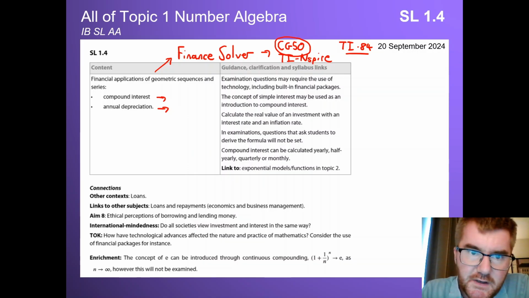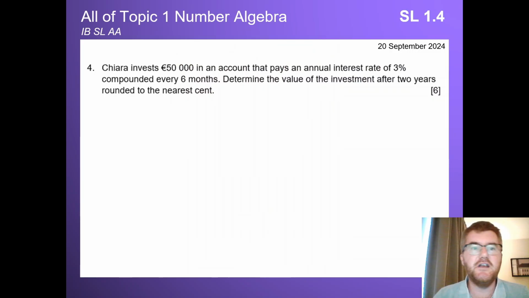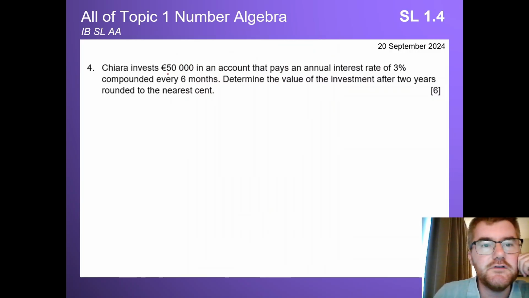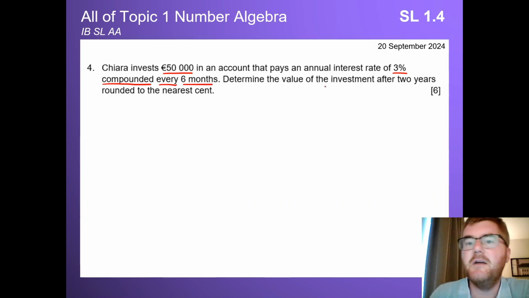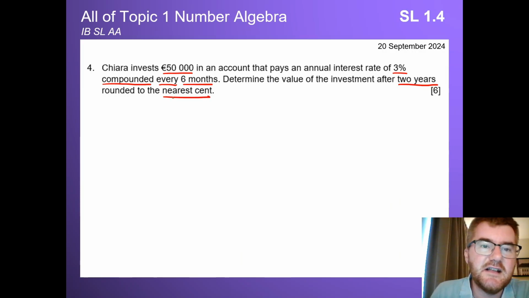So the question we're going to do here is as follows. Chiara here invests 50,000 euros in an account that pays an annual interest rate of 3% compounded over 6 months. This is where it differs from, say, an IGCSE or NYP problem. Determine the value of the investment after 2 years, rounded to the nearest cent. And usually they're very clear about how they want it rounded.